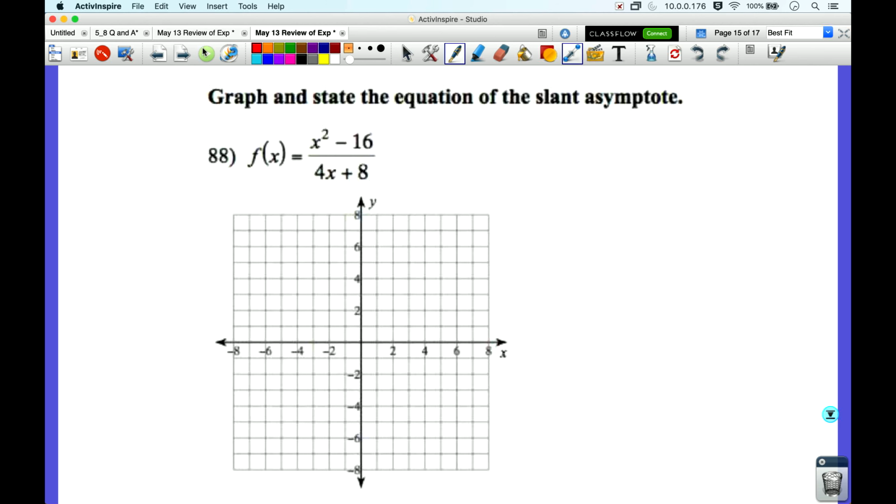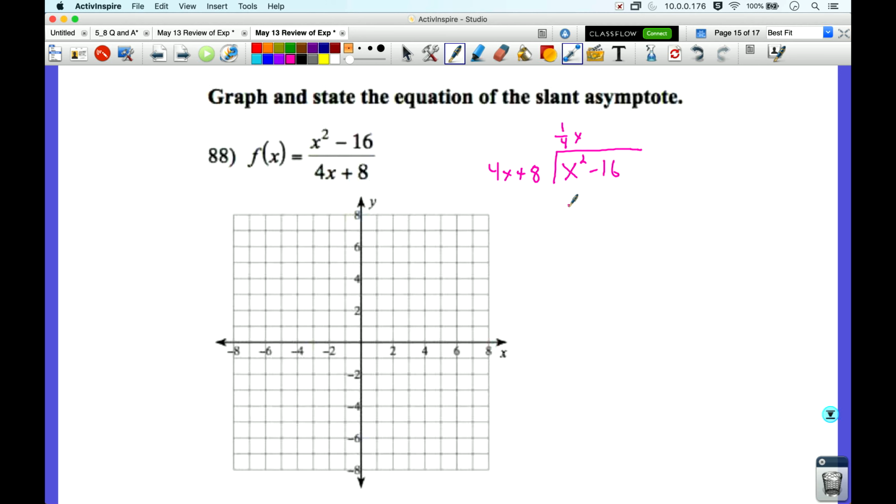Another one, to graph and state the equation of the slant asymptote. So we know this has a slant asymptote because the degree of the top is 1 more than the degree of the bottom. So we're going to go ahead and do long division. X squared minus 16 divided by 4x plus 8. 4x times what equals x squared? That's going to be a 1/4 x.